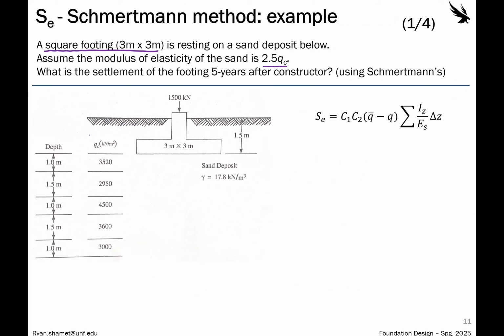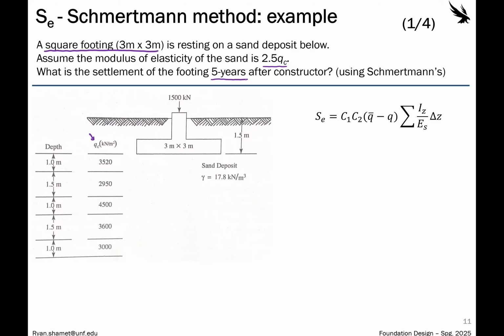So we're given the cone tip resistance here, and this is an old school one that's in kilonewtons per square meter, but same thing. Doesn't really matter about the units there. We're asked to find what is the settlement of the footing 5 years after construction. We'll always be given a date because of that creep function there. So you might say immediately after construction, which would then be like 0.1 of a year or something, or you would give a full 5 years there.